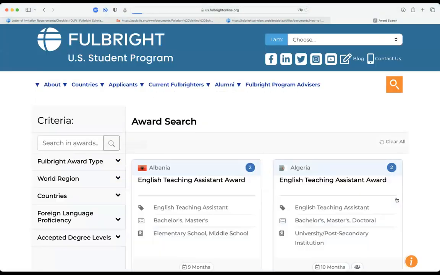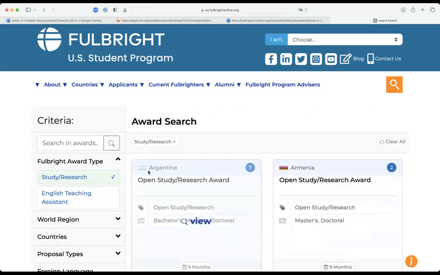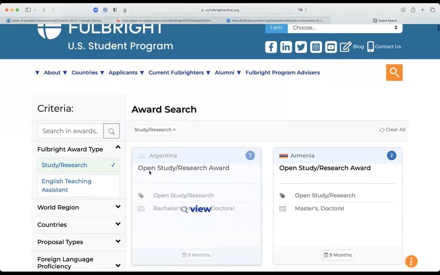And so let's say that we are looking specifically for a study and research thing, because usually the English Teaching Assistant Awards don't require that letter. So if you don't like listing people, you might look at the ETA program. It's pretty neat. I was in Madagascar when the ETA program in that country launched, and my friends had a blast doing that, and they expanded the program.